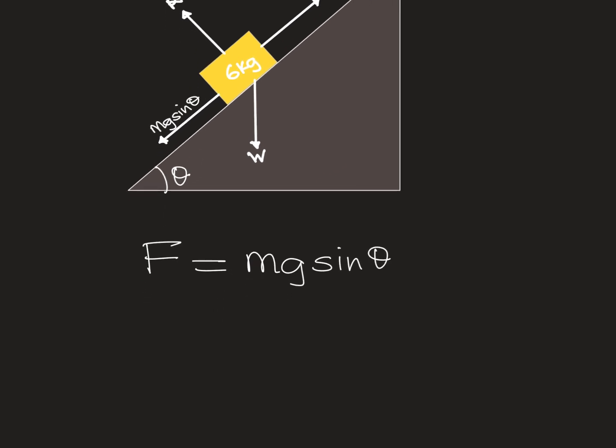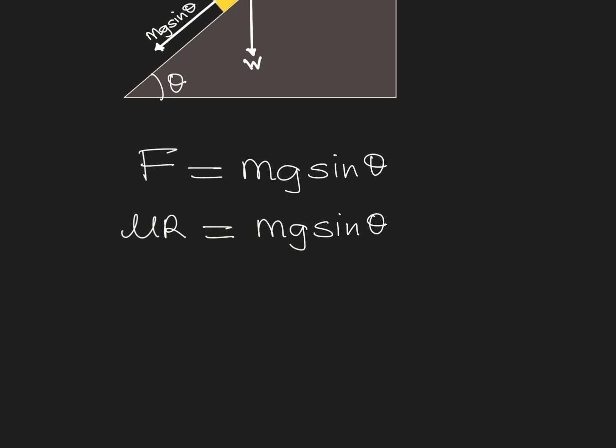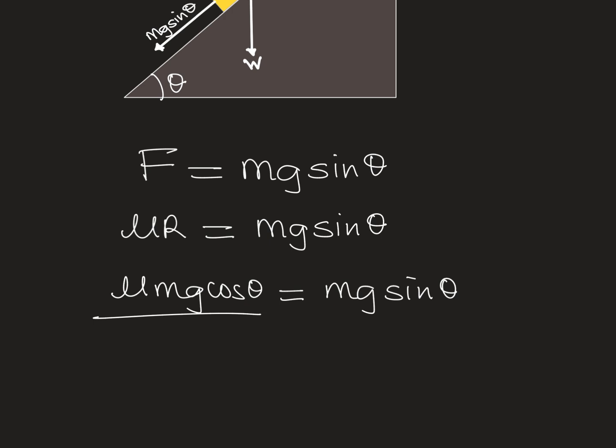Okay, but what is F? F is mu R. So this is equal to mg sine theta. That is going to be mu. What is R? R is mg cos theta. So this is equal to mg sine theta. We can now divide both sides by mg cos theta.